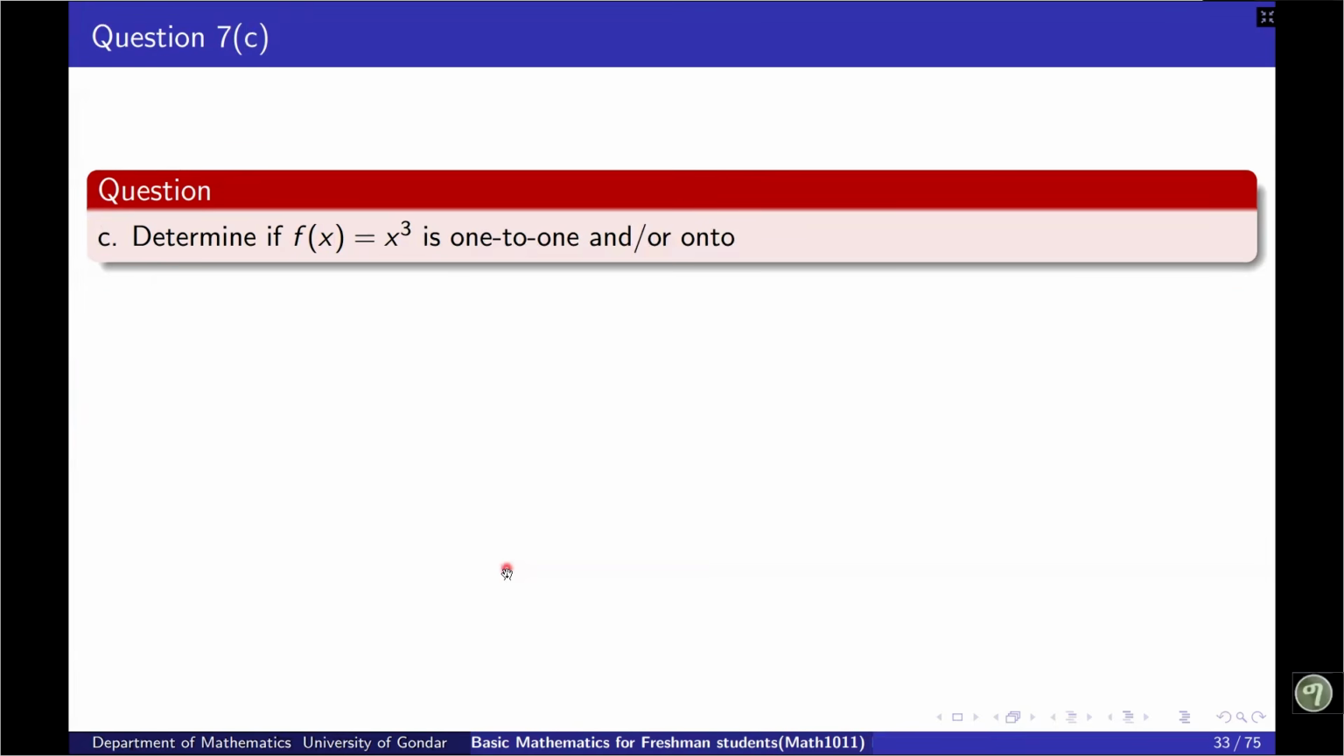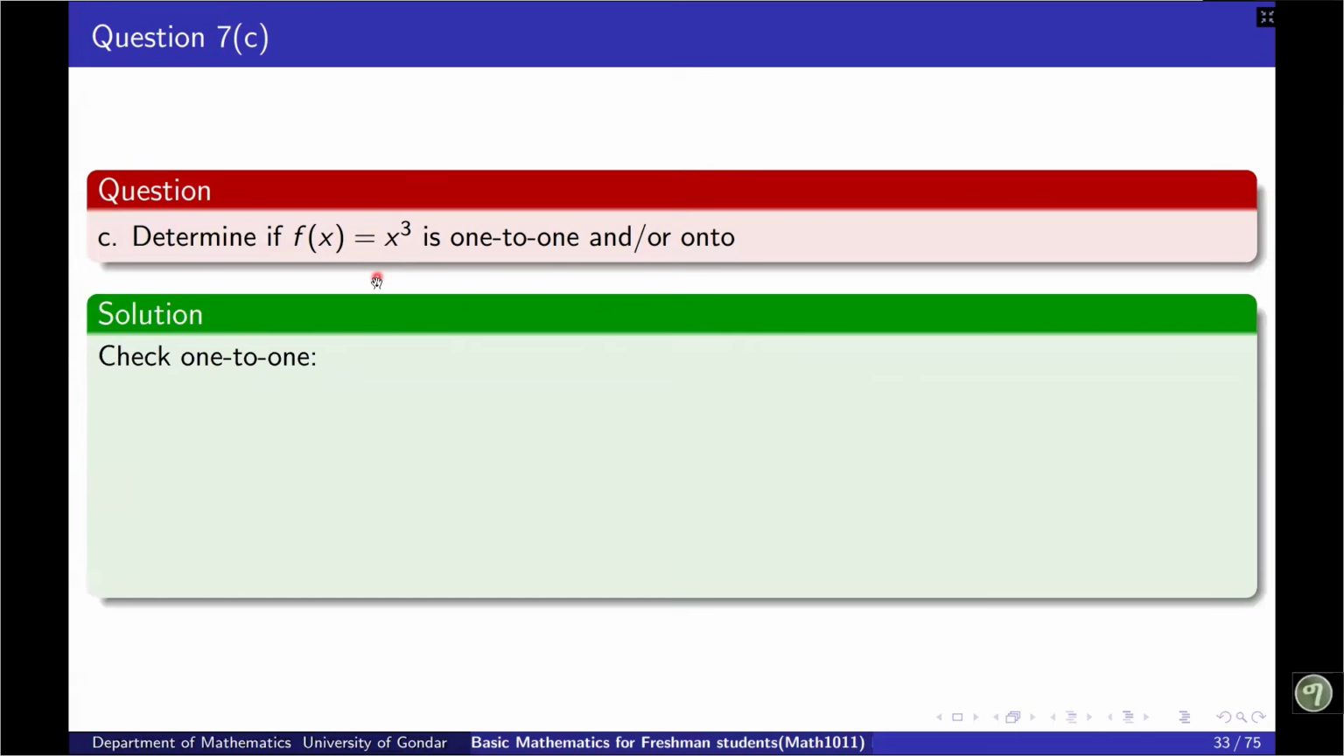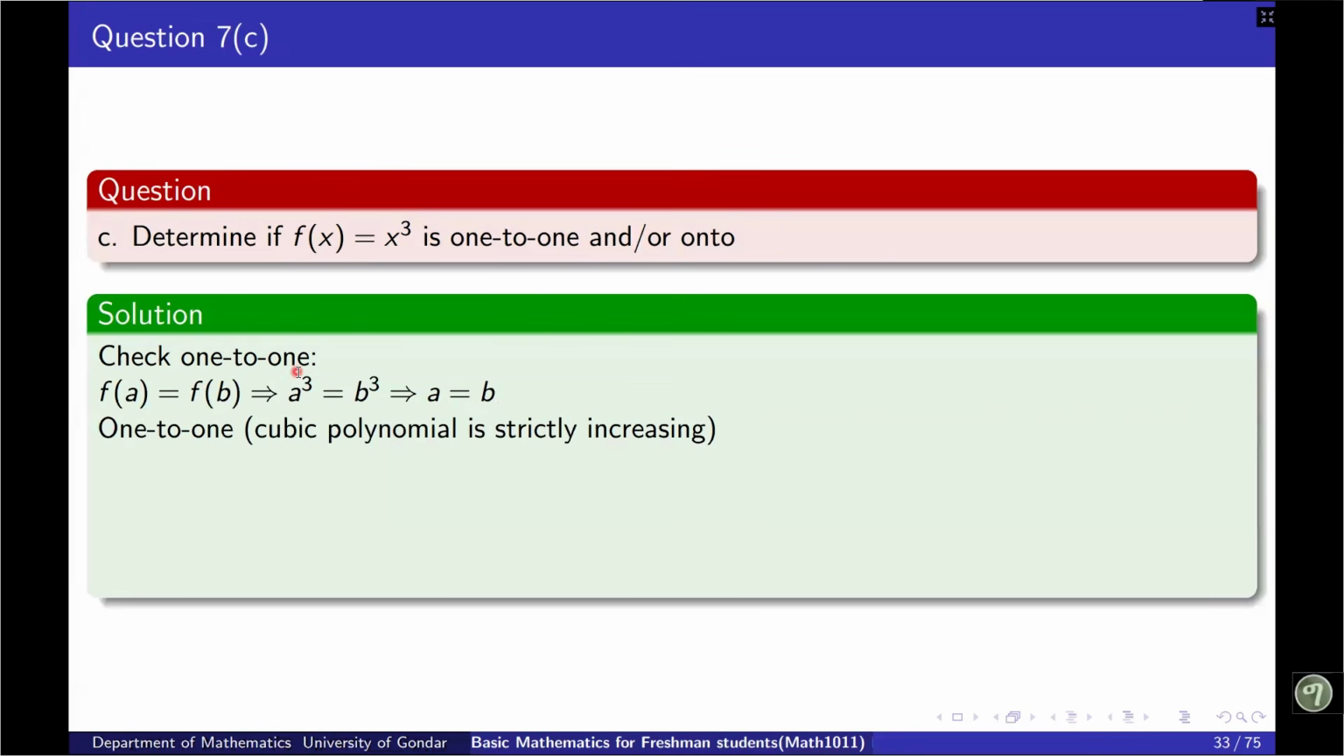The next one, we have the function f of x equal to x cubed. This function is an increasing function. Whenever a function is strictly increasing, it is expected to be a 1-to-1 function. Anyway, let us check its 1-to-1ness by following the definition. Let f of a be equal to f of b. This implies a cubed is equal to b cubed. Then taking the cube root of both sides of this equation, we have a is equal to b. Therefore, the function is 1-to-1.